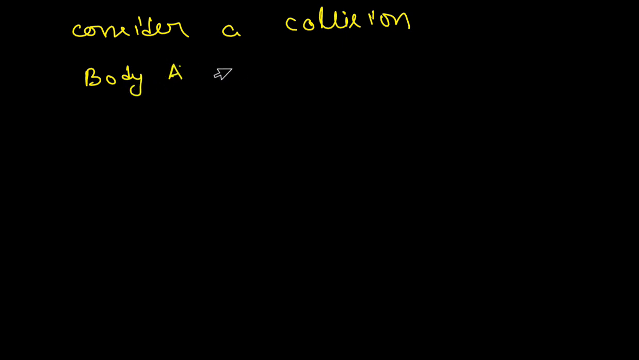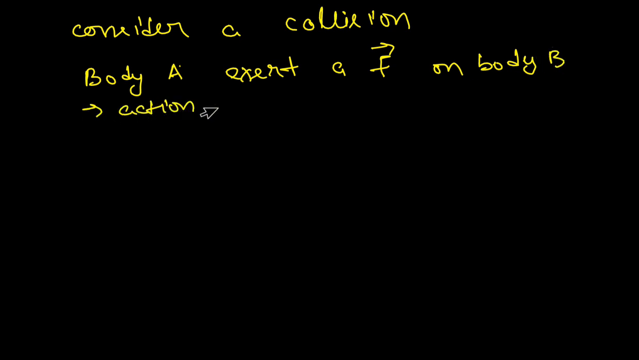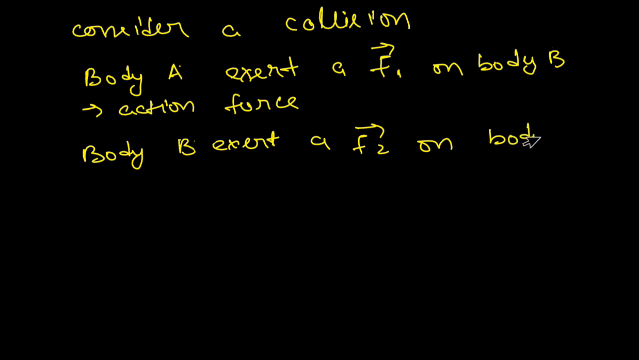So consider a collision between body A and B, and during collision body A exerts a force F1 on body B. This is action force, and body B exerts a force F2 on body A. So consider collision between two bodies A and B, and during the collision body A exerts a force F1 on body B. We can consider this as action force, and during the collision body B exerts a force F2 on body A. So change in linear momentum is equal to force into time.